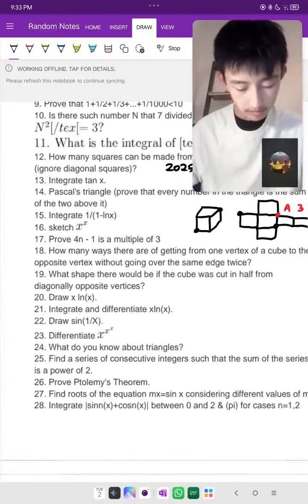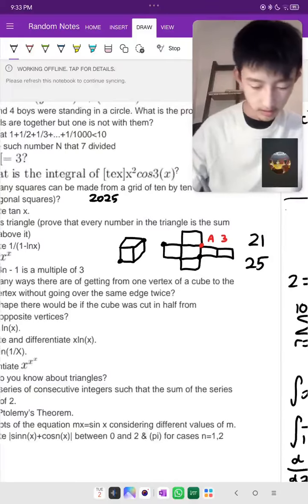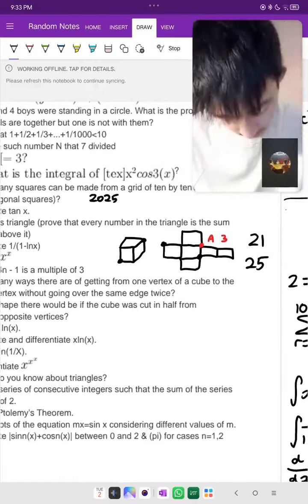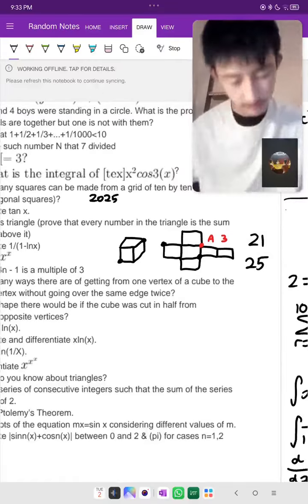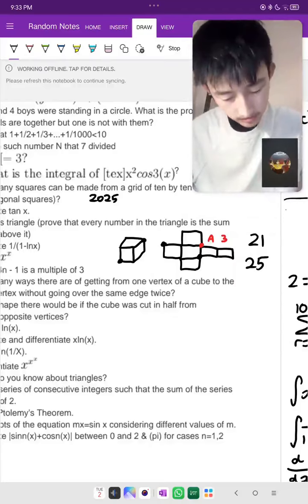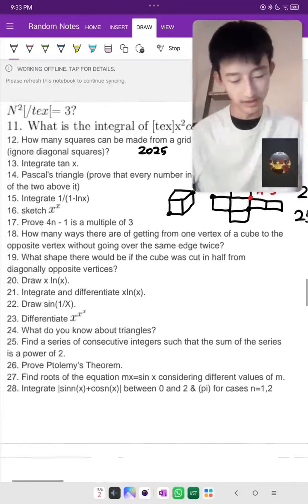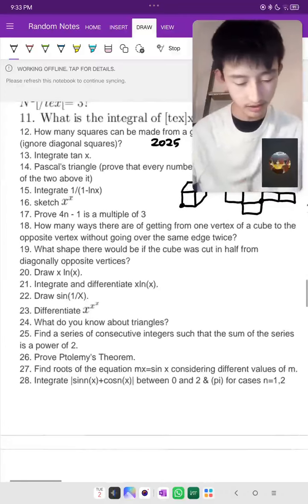What shape would there be if the cube was cut in half from diagonally opposite vertices? Well, I think that's going to be a sort of wedge kind of thing, like a 3D trapezium, if you will. I think that's reasonable. I'm not sure, I'm bad at visualizing this kind of thing.